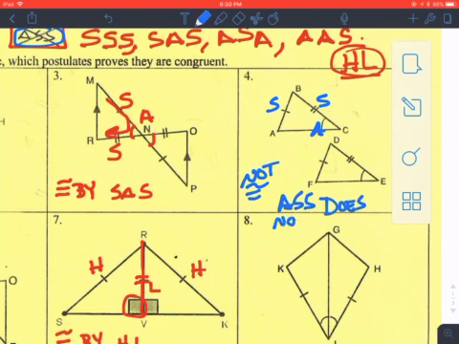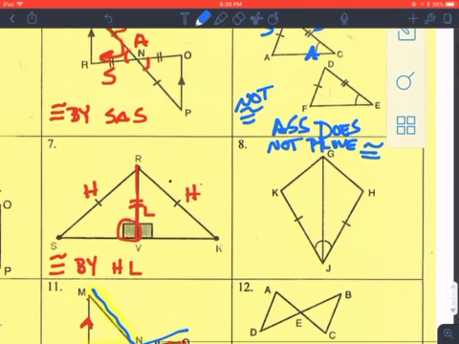So that's the first one that we've had that does not prove they're congruent. Does not prove congruence. Okay? All right, so let's go ahead and look at number 8.